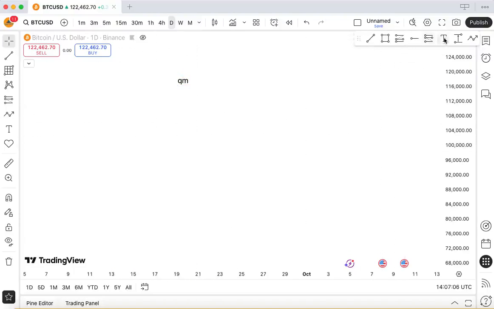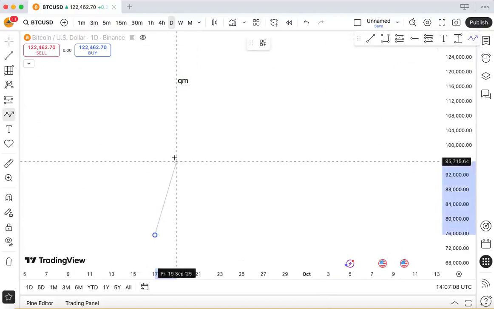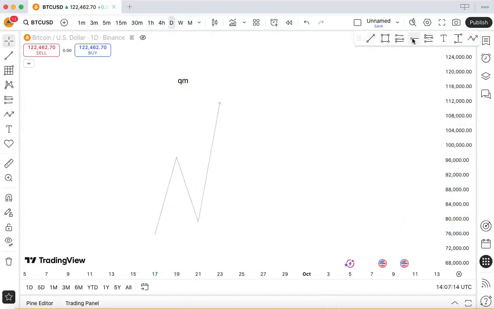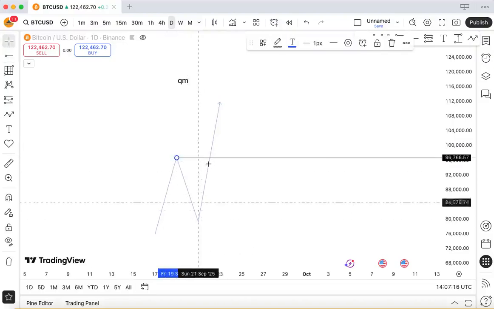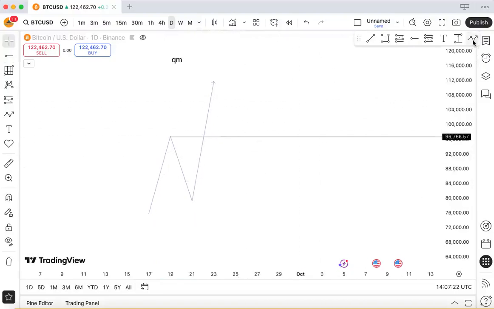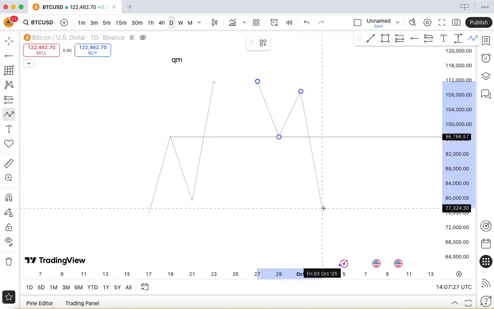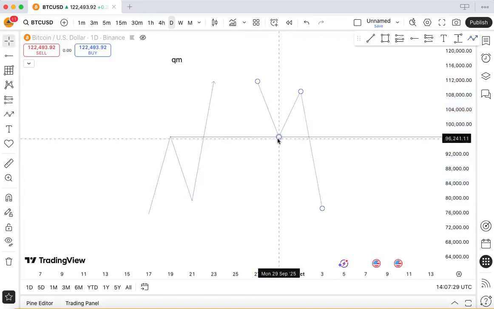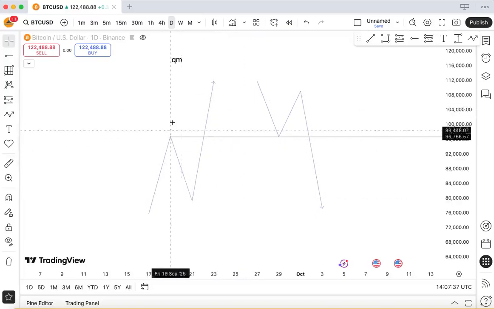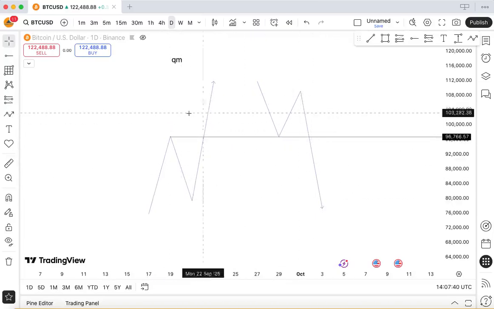Okay, let me do this on a line chart. An RBS looks like this. This is a resistance level which is broken, and now it is a support. That is an RBS. And an SBR looks like this. It is a support level, broken, becomes what? Resistance. So this is the support level, broken by this, then it is now resistance. So these are the two. This is the RBS and this is the SBR on the line chart.